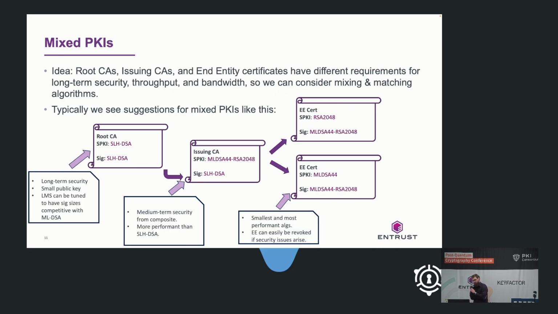For your issuing CA, you need to be a little more careful, but you also care about throughput, so maybe you put a hybrid there. And then your end entities is where you care most about performance, you care most about size.